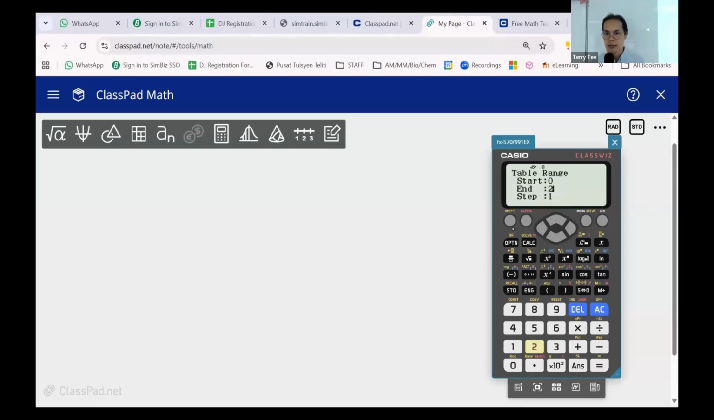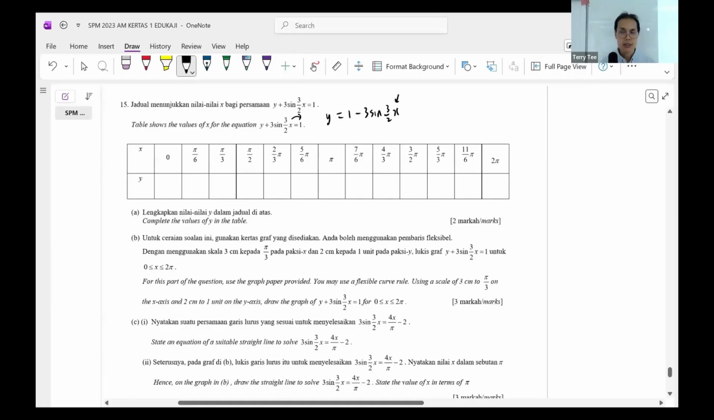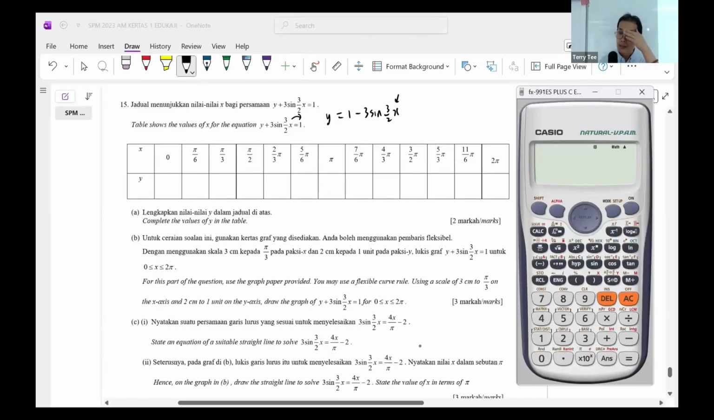Largest is 2 pi, smallest is 0. The step is pi over 6, every pi over 6. You press equals, you will get the whole table. See this? The whole table for you. Done. But for me, this one I have to skip switching. So I would show you again, but I use this calculator so that I can just copy over faster.